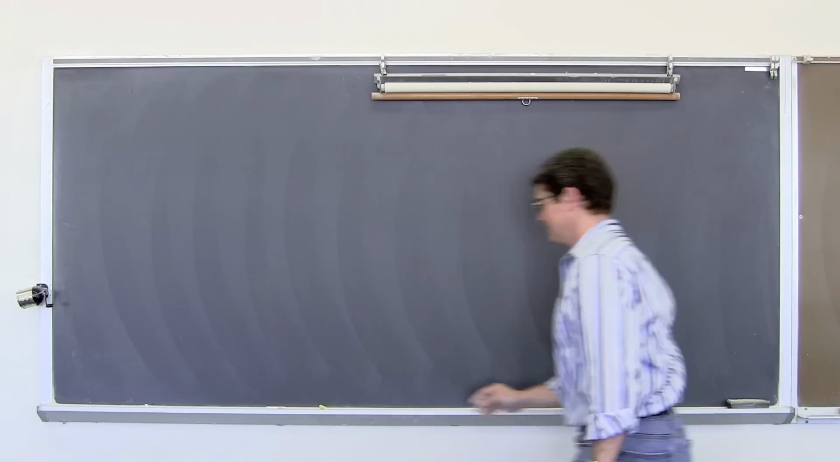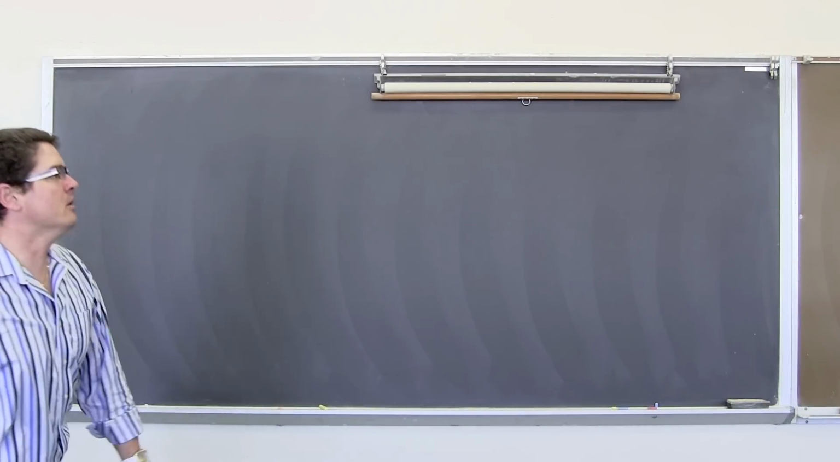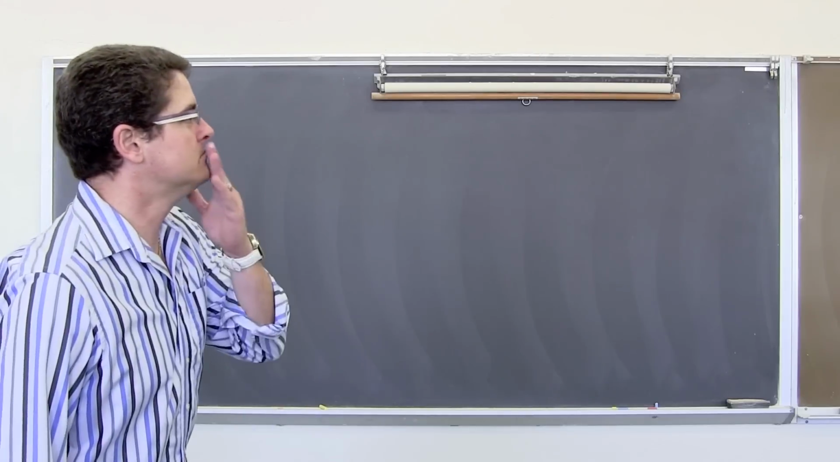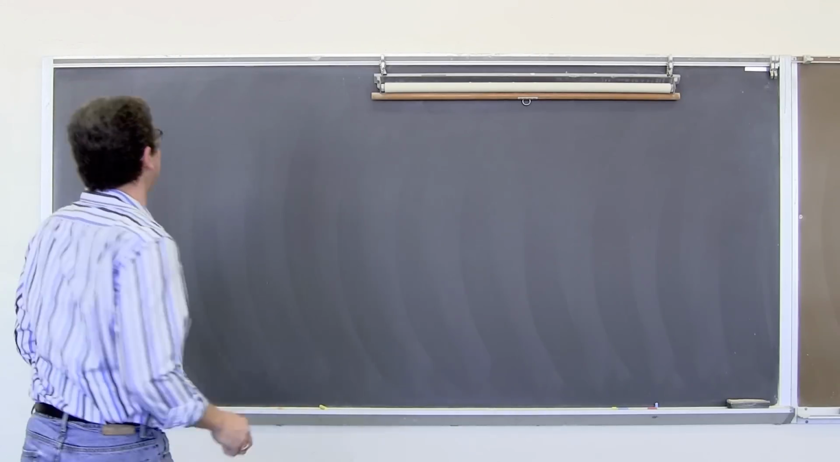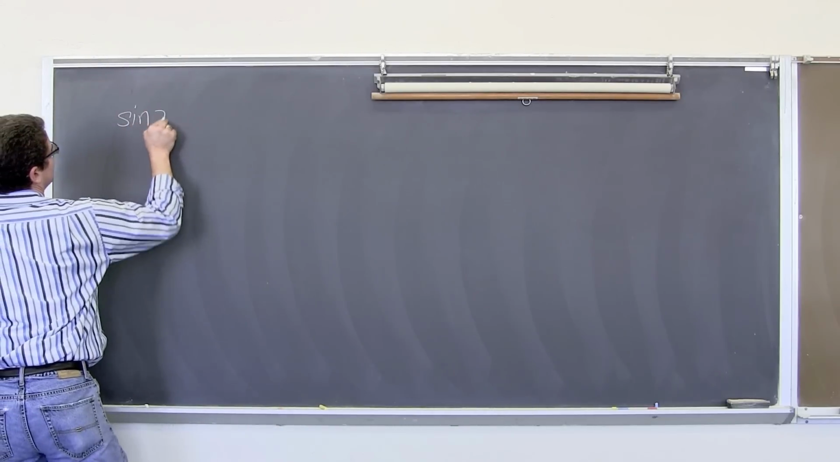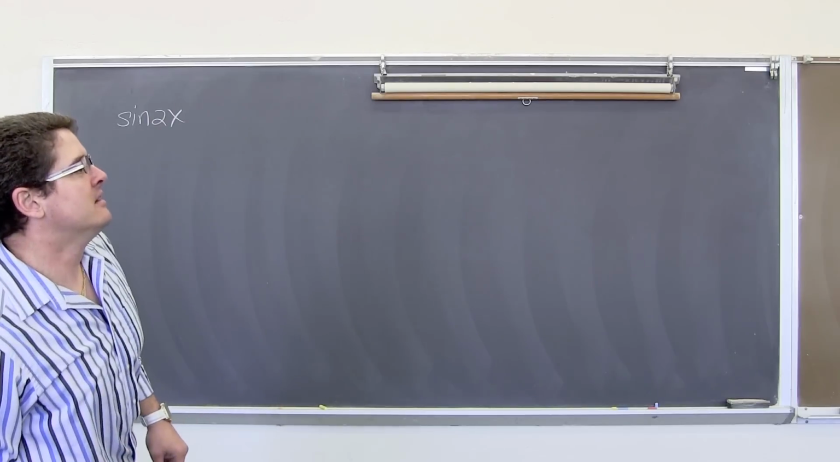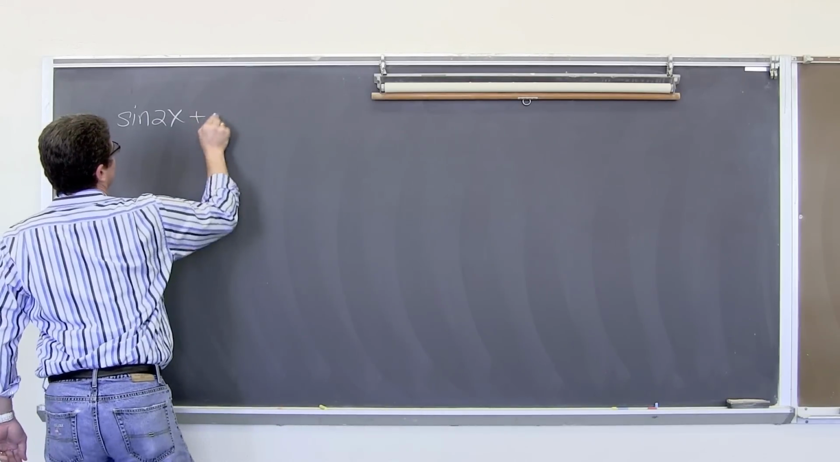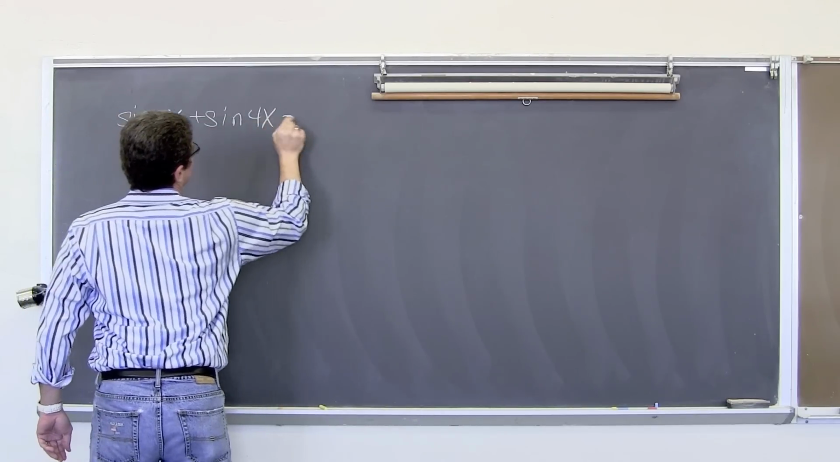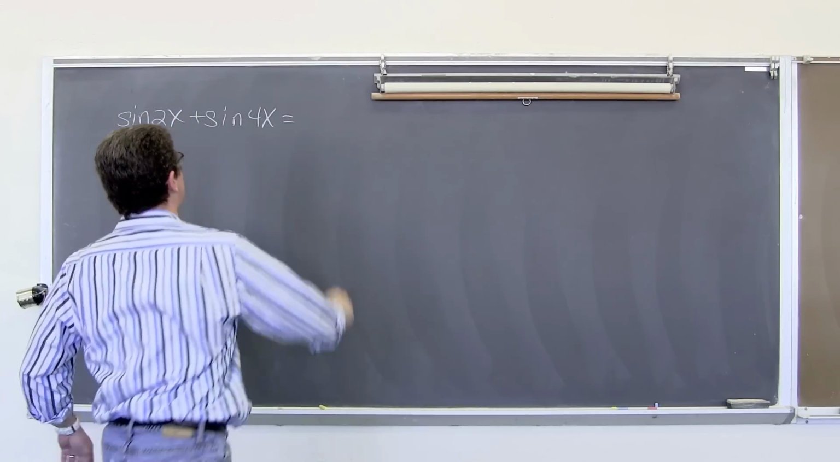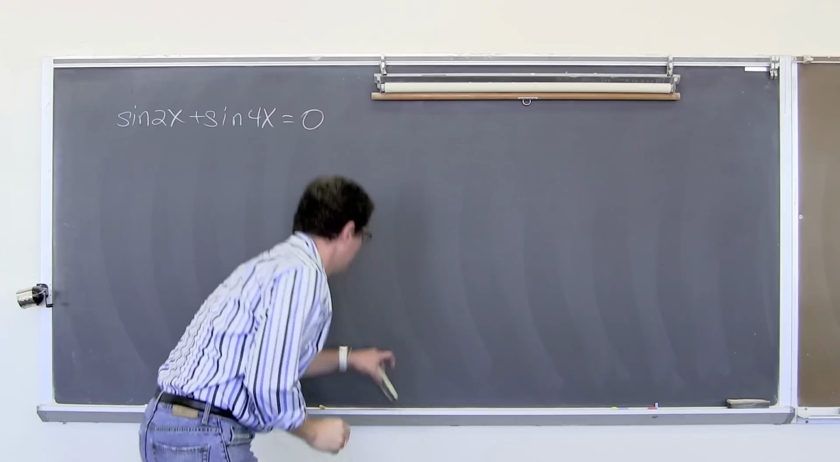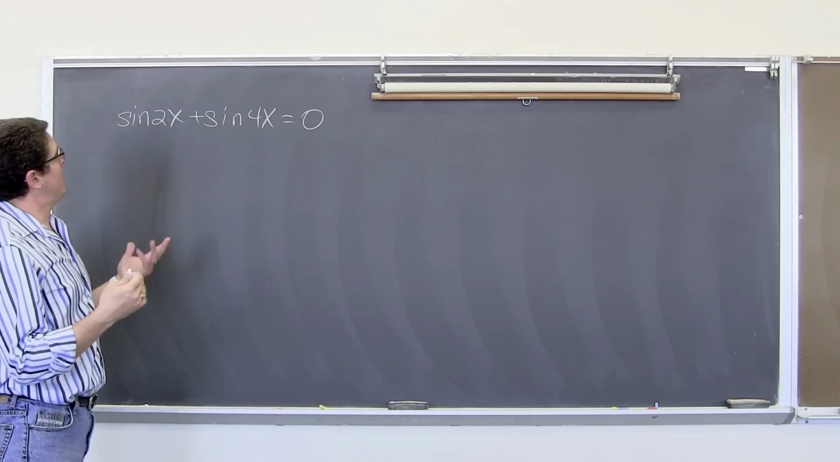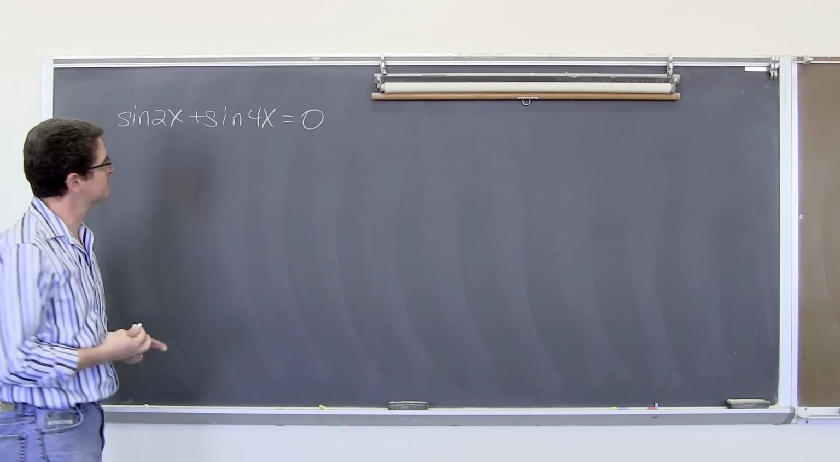Here we go again. Sine of 2x plus sine of 4x is equal to 0. Well, we got to solve this.